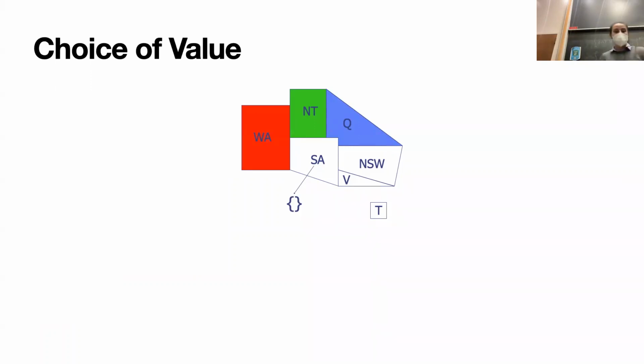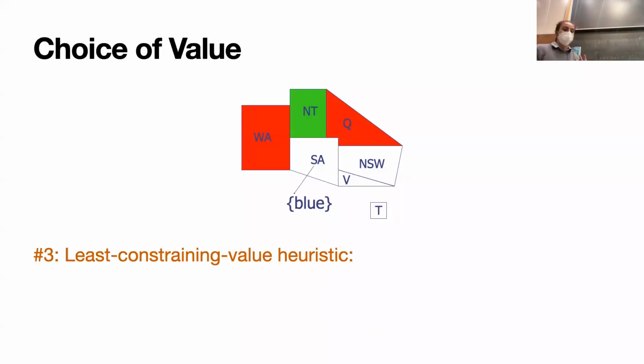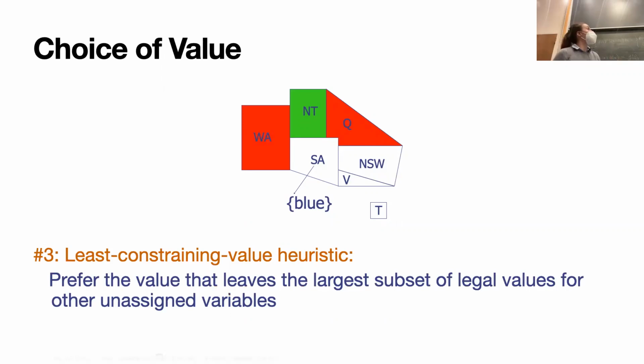In this ordering, we're not following any of the variable heuristics, and again, we're just showing this as a partial assignment that we've given. We've just decided that we're going to color Q next. In fact, what we would want to do is color Q red, right? Why would we want to color it red? Because then that lets us color SA blue. Remember, no neighboring territories can have the same color. And again, there's a way that we can formalize that. That is what is called the least constraining value heuristic. The idea here is that we would prefer the value that leaves the largest subset of legal values for other unassigned variables. This is sometimes called LCV, least constraining value.